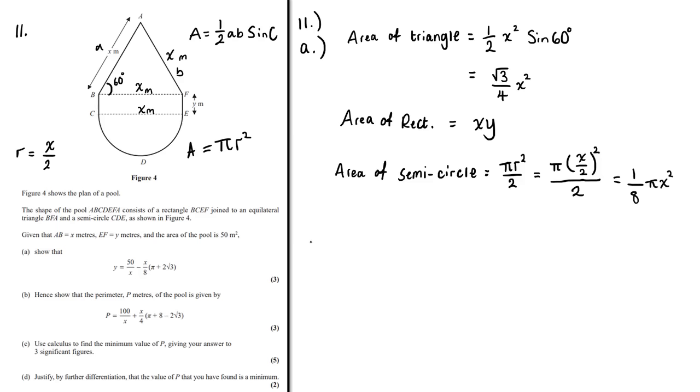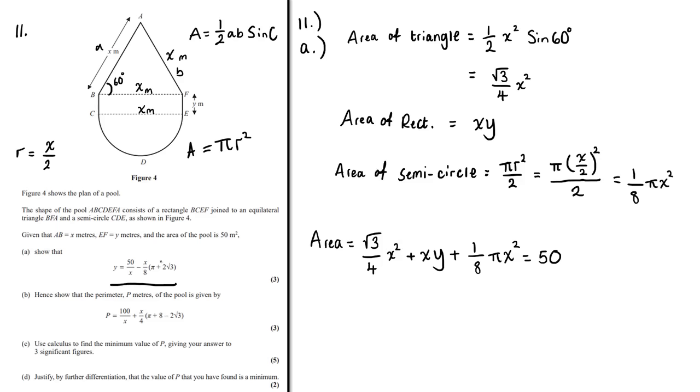So the area then is equal to root 3 over 4 x squared plus xy plus 1 over 8 pi x squared. And we know this is equal to 50. And from here now, it's just a matter of simplifying this until we get it equal to this expression. So where do we begin?